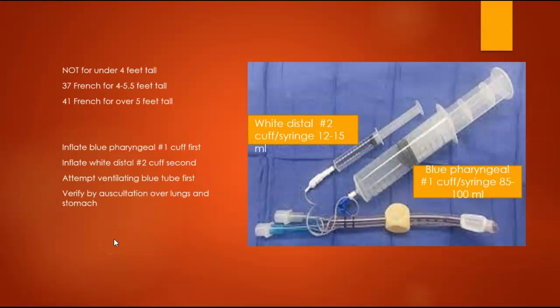So as the video mentioned, you're not going to be using King or combi tubes for patients under 4 feet tall. If the patient's fairly short, you can use a 37 French, but most adult patients are going to be over 5 feet tall, so you can use a 41 French. It's really just important that when you're inflating the cuff, you inflate the blue cuff first, then you inflate the white cuff, and then you check by auscultation, listening through the blue and the white tube and over the lungs and the stomach to see which one ventilates the lungs.